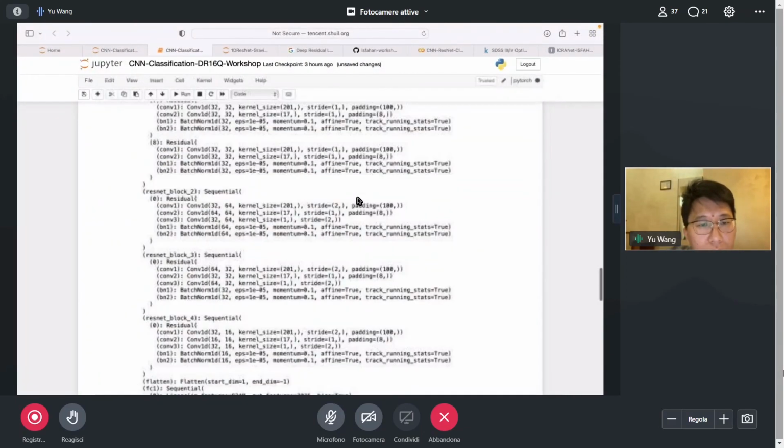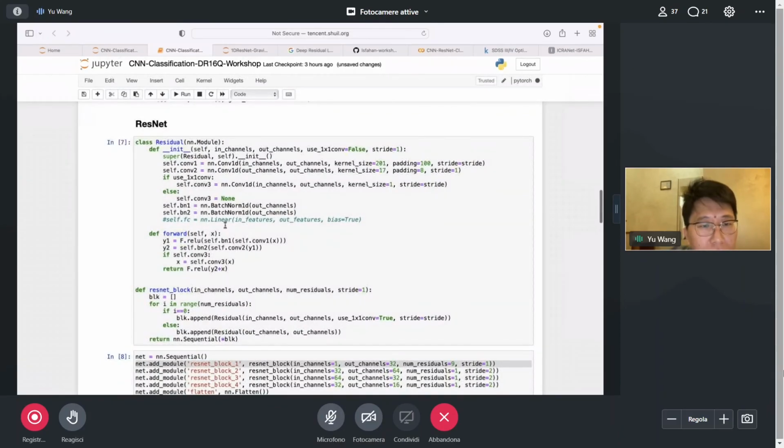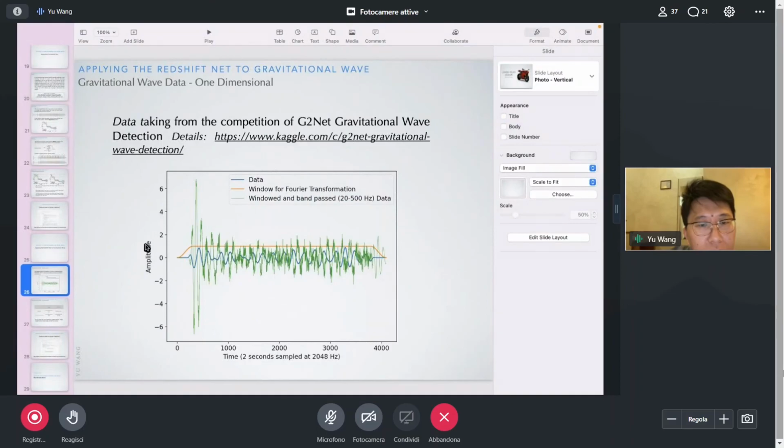So here, we know the key is this net. And when we look at the gravitational wave signal, this is the simulated signal, the blue one. It's like da da da da da da in the time domain. So this time it's 2 seconds all the time.